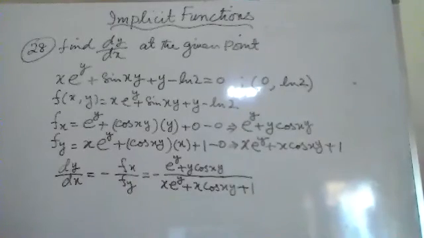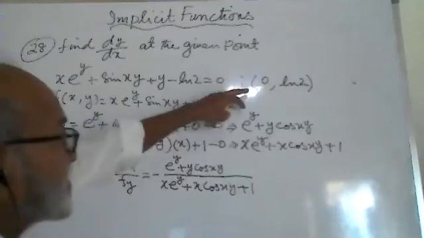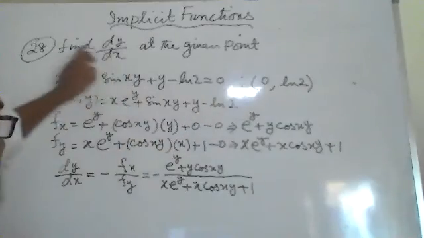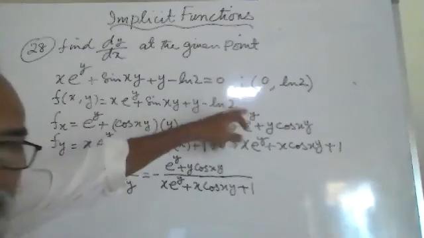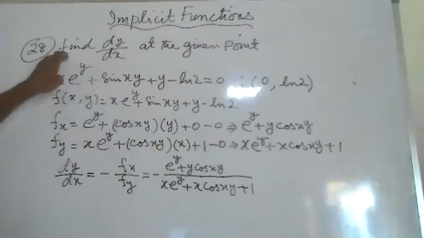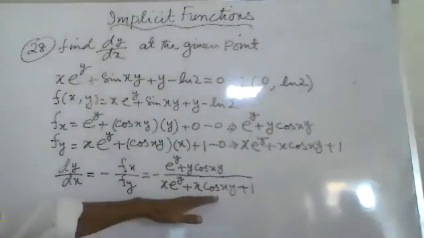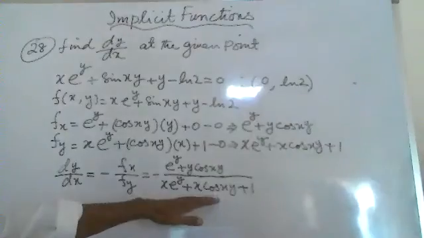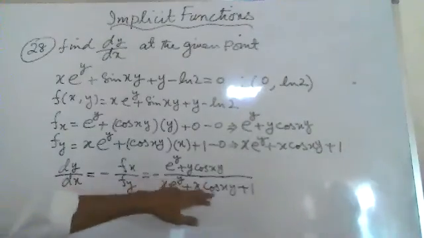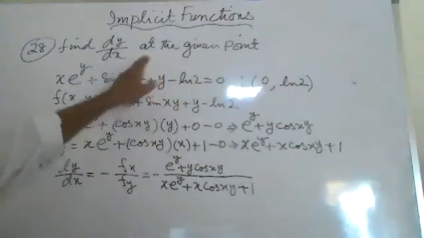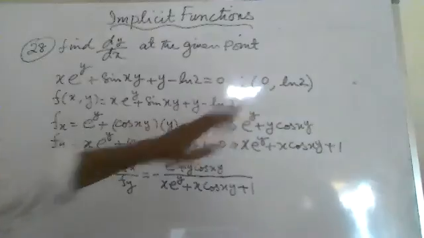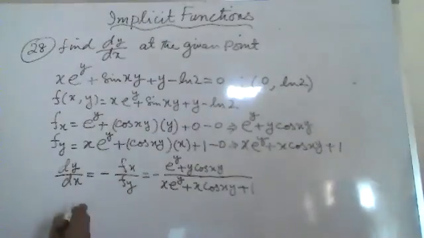This is the answer. Now we will put this value at this point. It is asked at the given point. If it is asked to find dy upon dx, then here the answer is complete. But it is asking at the given point, so we will substitute this given point in the answer.